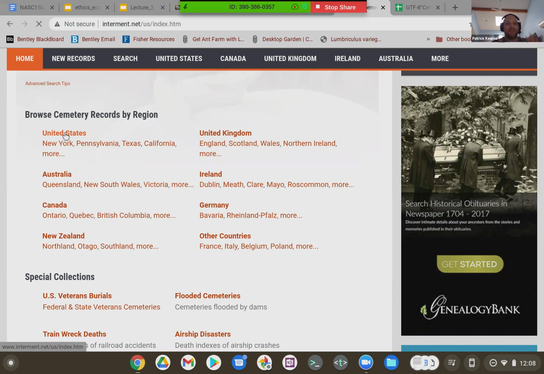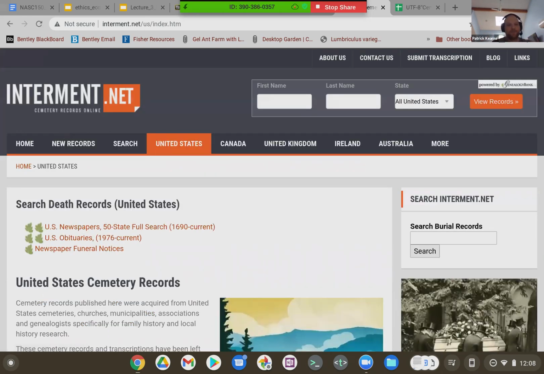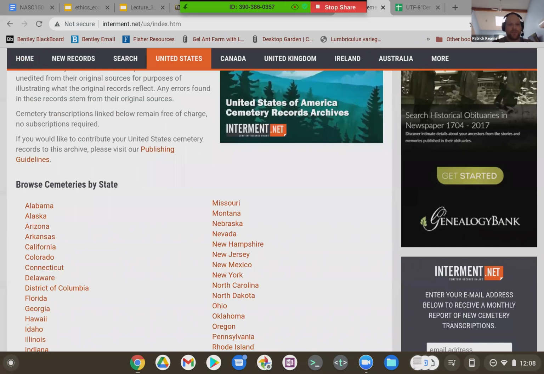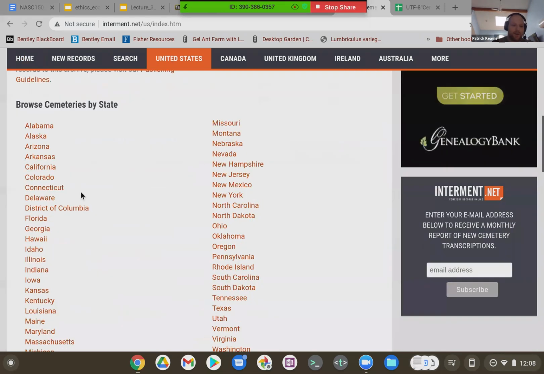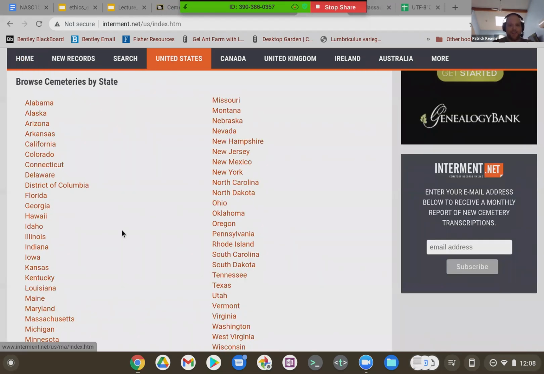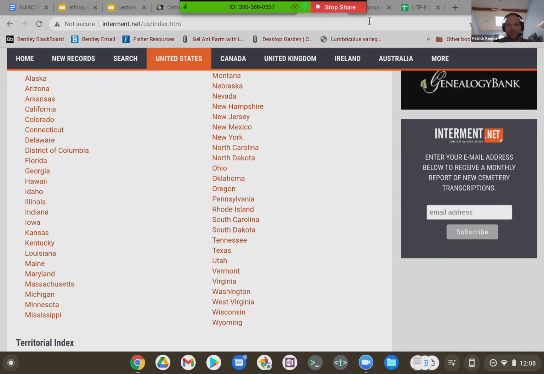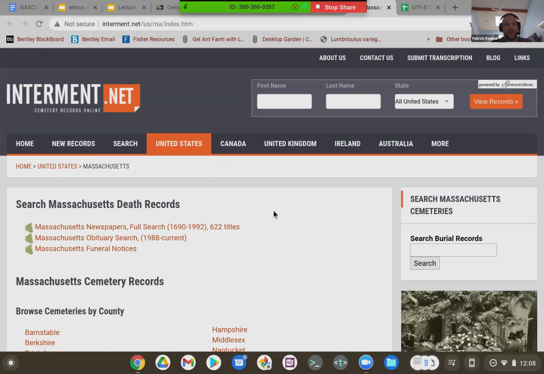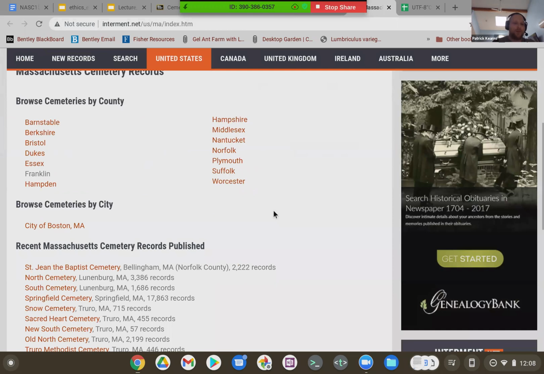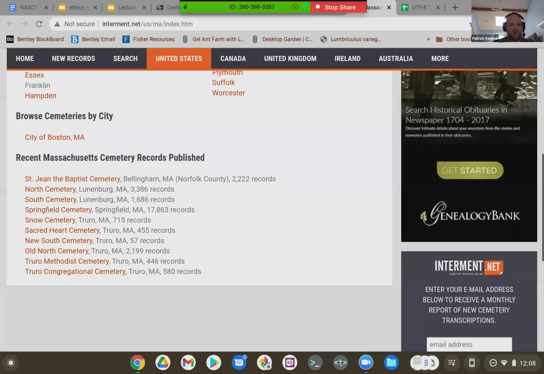Now, as I said, if I were to do this myself, I would choose the North versus the South. So I would choose, like I said, Massachusetts and Texas. I would come over, click on Massachusetts, and open it up in a new tab. And you'll notice you come down here and you browse cemeteries by county. Massachusetts has all these counties, and you say, okay, what do I do with this?